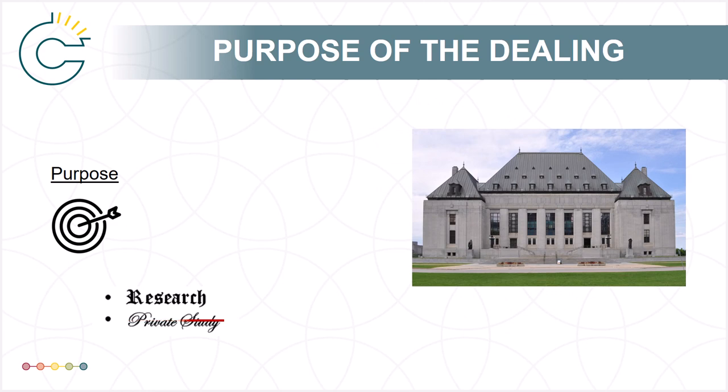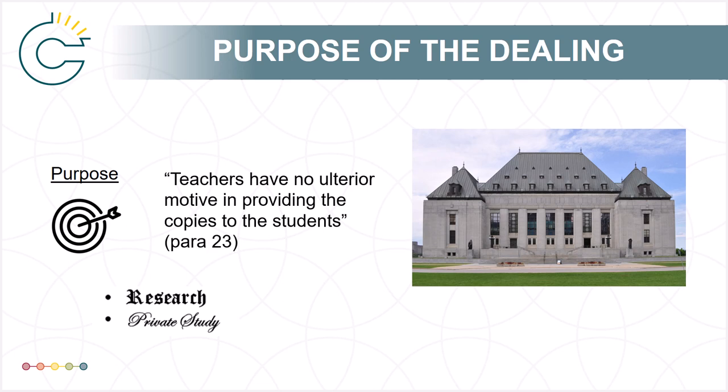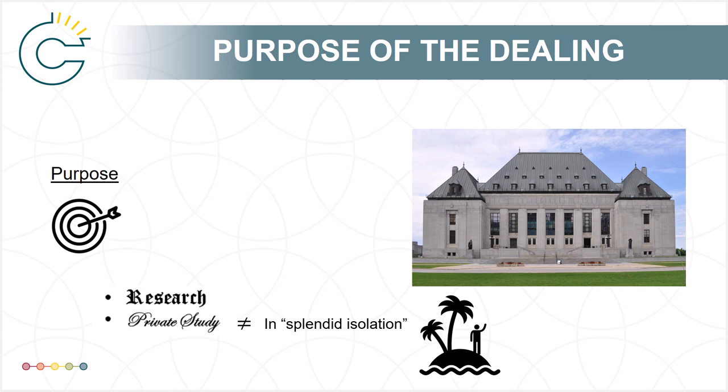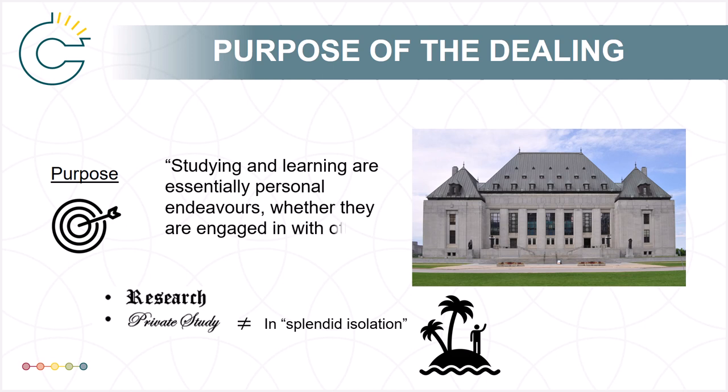The research and private study purposes of the students were found to be consistent with the instructional purposes of teachers. Teachers have no ulterior motive in providing the copies to the students. Instruction and private study were found, at least in the school context, to be effectively the same thing. The majority made it clear that the word private in private study should not be interpreted to suggest that the activity must take place in splendid isolation. Studying and learning are essentially personal endeavors, whether they are engaged in with others or in solitude.